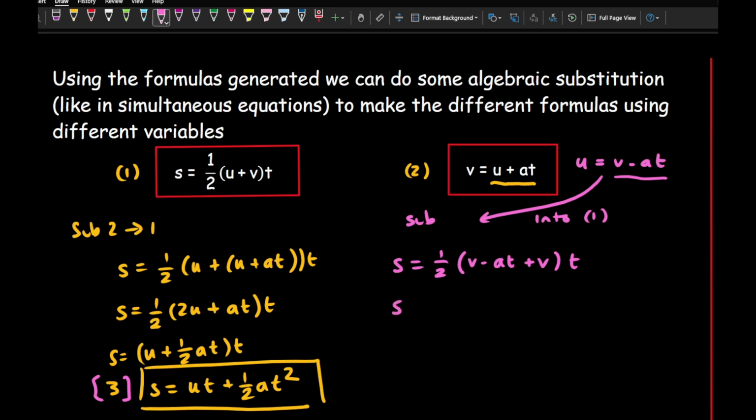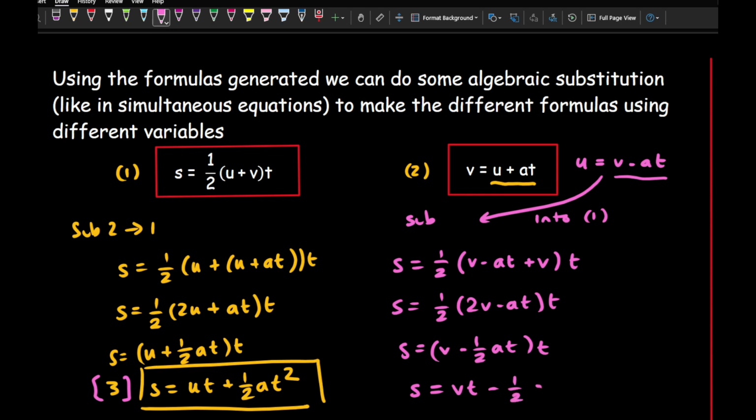So again, simplifying, I get s equals a half, it's going to be (2v minus at) times t. Multiply out the half, I get v minus a half at, all multiplied by t, giving me another formula of vt minus a half at squared, and let's just put a little box around that and call that equation 4.